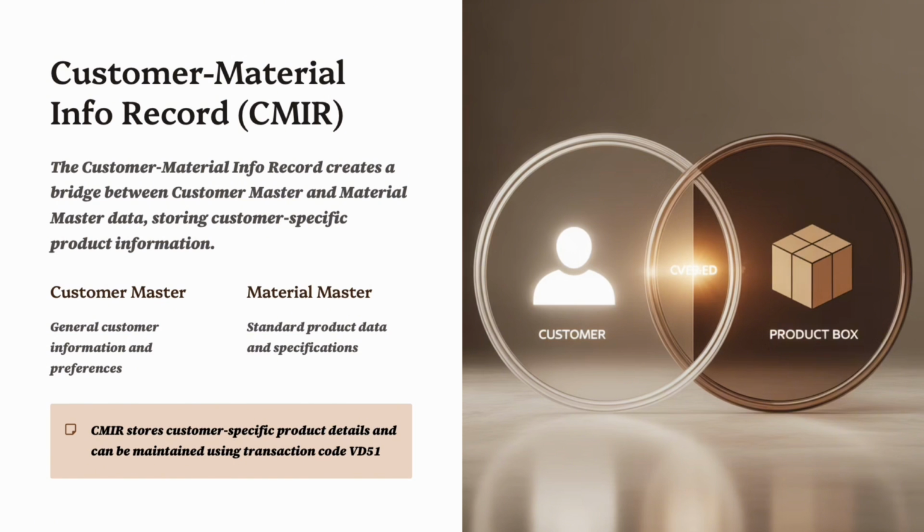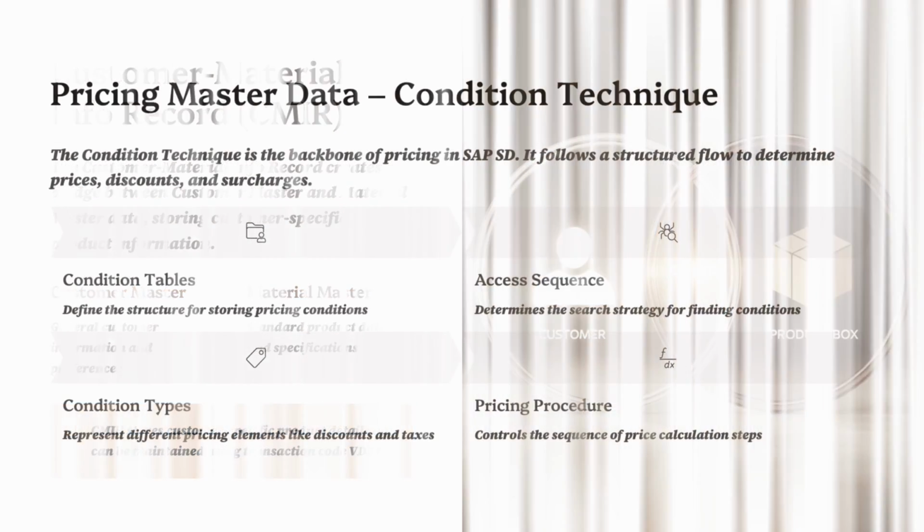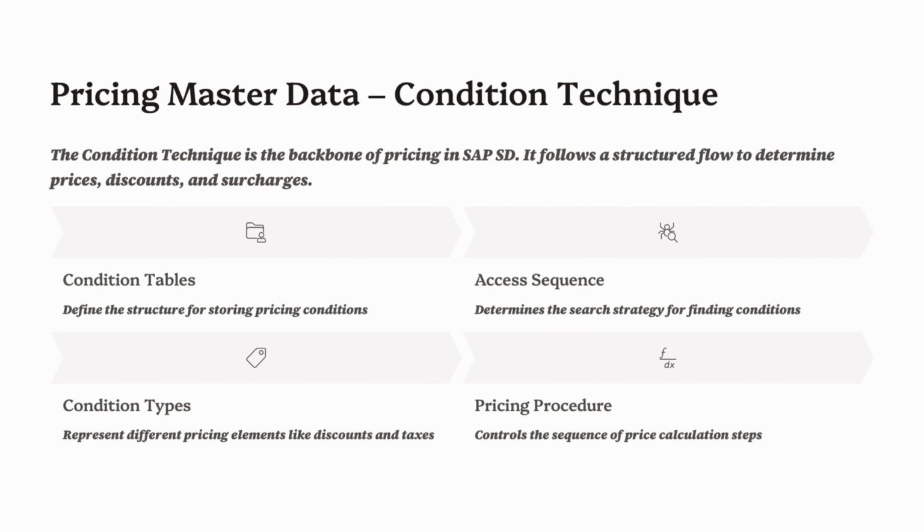When you create a sales order, SAP checks in this order: 1. Customer Material Info Record, 2. Customer Master, 3. Material Master. So, CMIR has the highest priority. It overrides the other master data if a matching record exists. In short, Customer Material Info Record equals personalized version of master data between you and your customer.